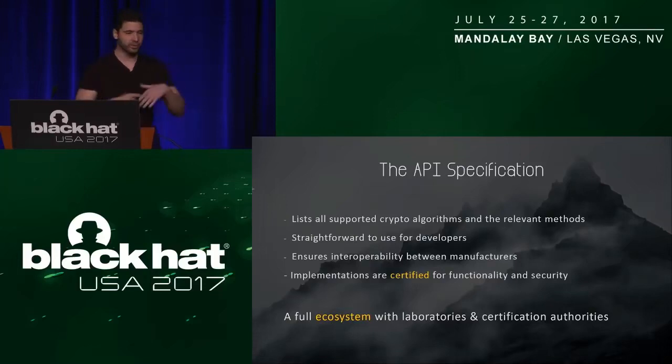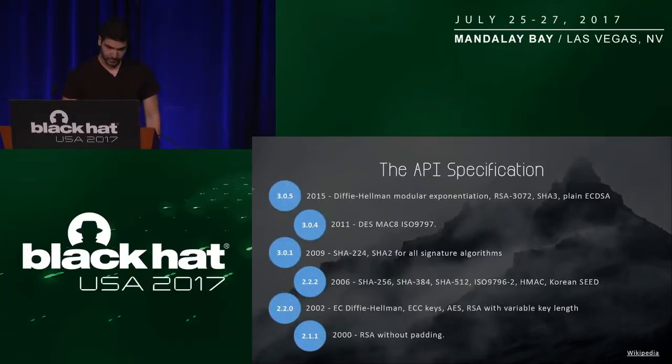And because of that, a full ecosystem has emerged and matured over the last 20 years to include laboratories and certification authorities to perform all these operations. So here is a list of, not an exhaustive list, but a very short list of the specifications released throughout the years. As you can see, with each release, new algorithms and new methods are being added. A specification is in principle released every 3 years. Sometimes it's a bit faster, like 2 years. Sometimes it takes an extra year, so 4 years. But in principle, it's every 3 years that a new specification is released.